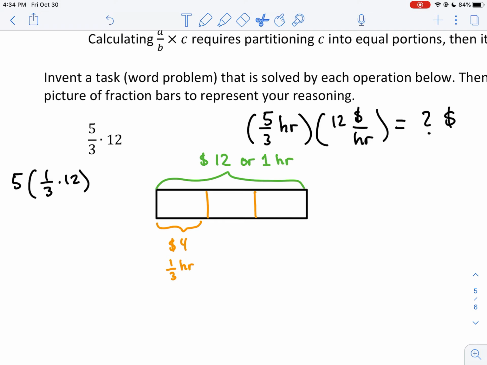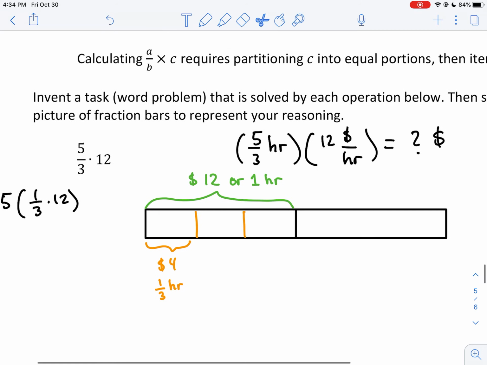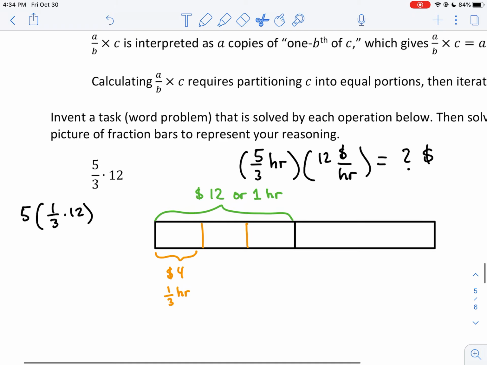Oh no, that's not what I wanted. Copy it, not delete it. Copy, paste. Okay, so here's a second hour to work with, or a second group of $12. And I want to copy this mount right here. Let's do some shading. I want to do 5 iterations of that.